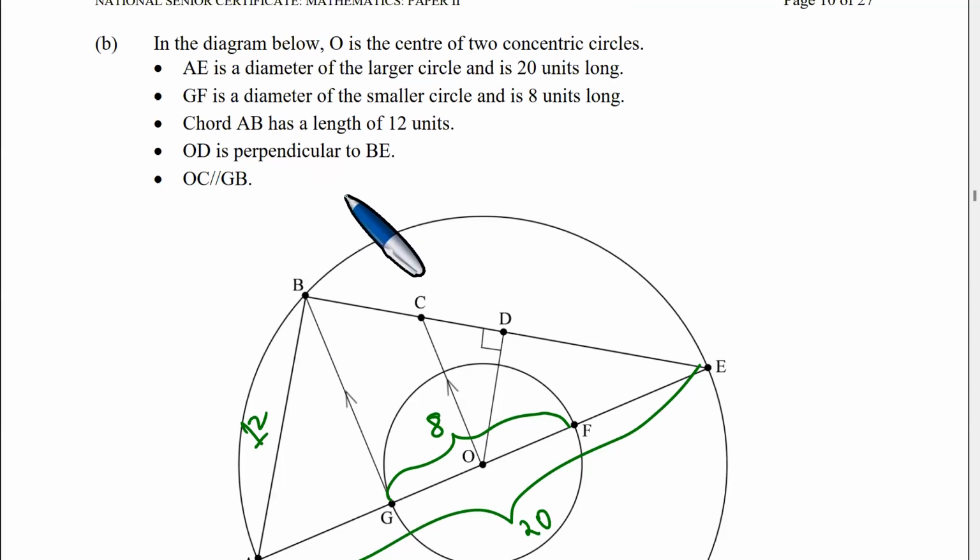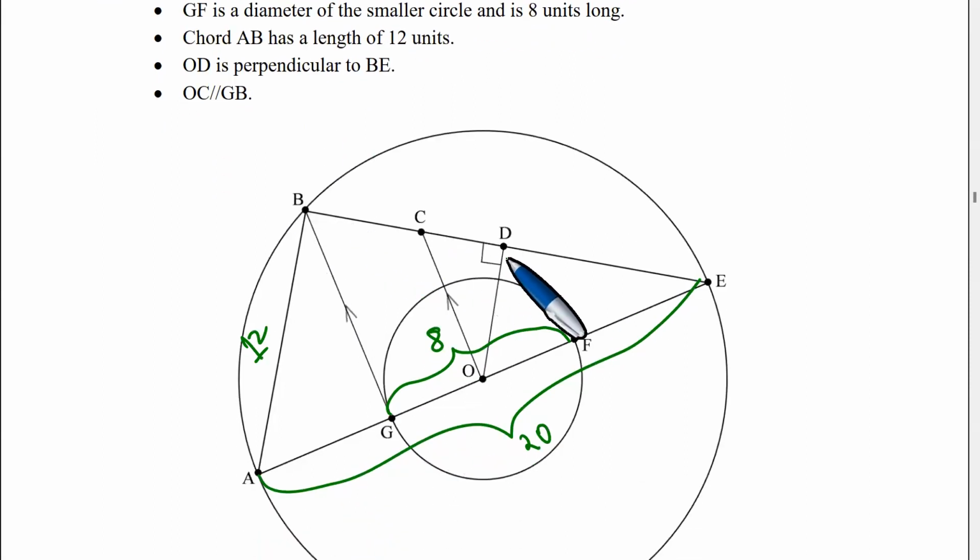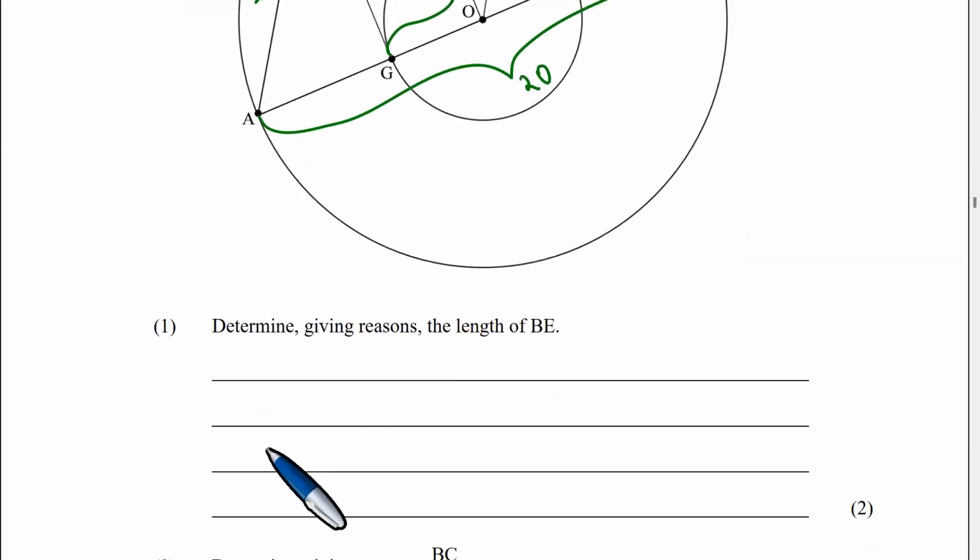OD is perpendicular to BE, so it's making an angle of 90 degrees. OC is parallel to GB. Okay. What is the question? Determine, giving reasons, the length of BE.